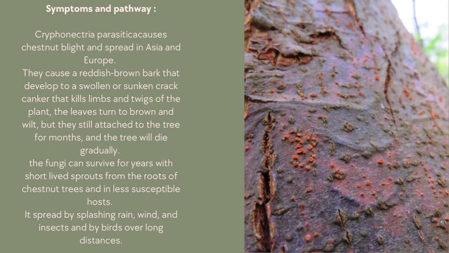The leaves turn brown and wilt, but they are still attached to the tree for months, and the tree will die gradually. The fungus can survive for years with short-lived sprouts from the roots of chestnut trees and in less susceptible hosts. It is spread by splashing rain, wind, insects, and by birds over long distances.